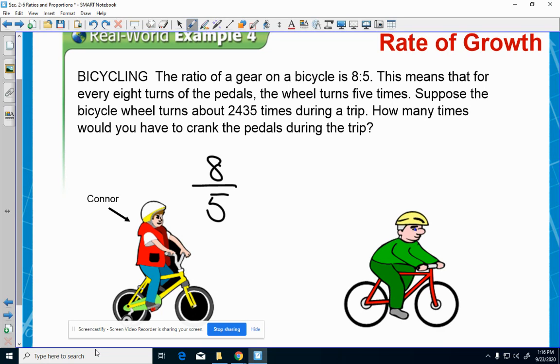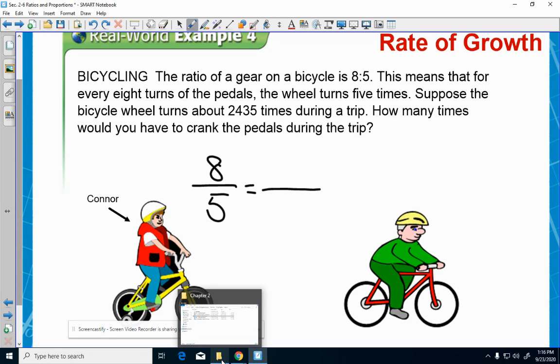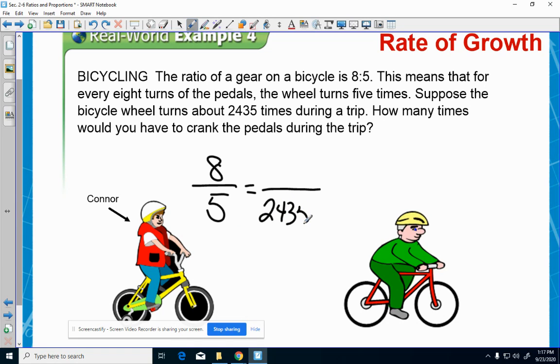What am I building? What am I making? What have we been working on all period? Making a proportion. So the question is, if I'm going to make a proportion, where does the 2,435 belong? In the numerator or in the denominator? What do you think, Delaney? In the denominator, right? It says that 8 pedal turns is equal to 5 wheel turns. Well, this is 2,435 wheel turns, so I'm looking for that.